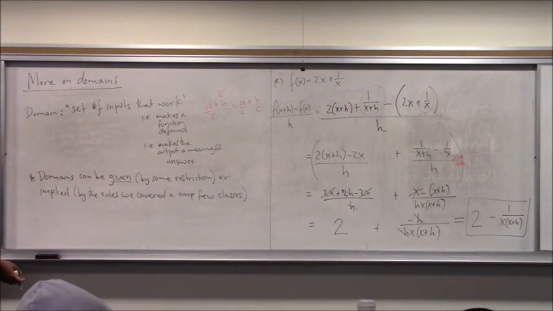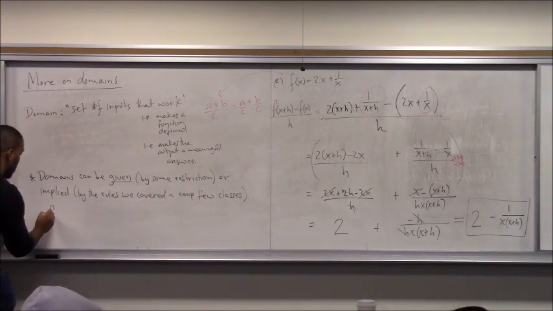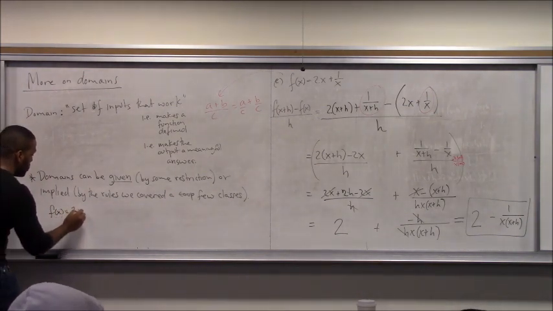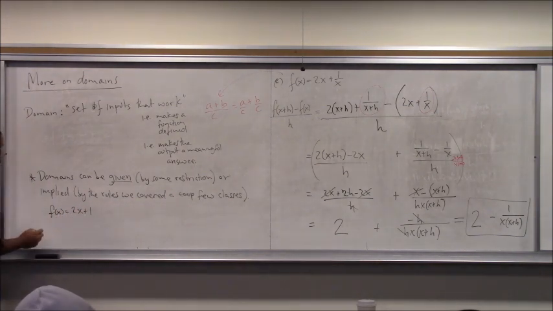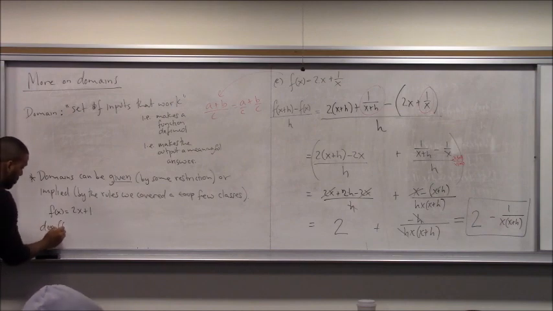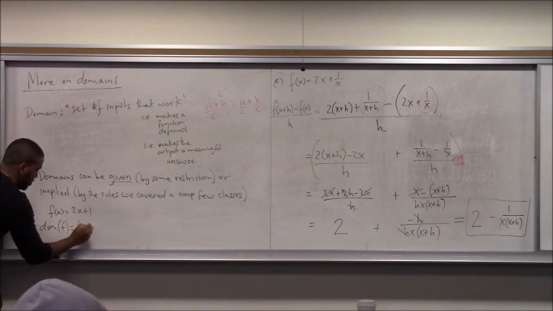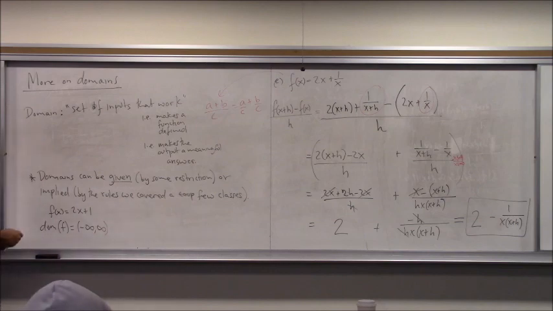but sometimes you're given a restriction. So if you're given like f is equal to 2x plus 1, this is a polynomial, you know that the domain of f is, well, all real numbers, you can plug anything in there. This guy will be called the implied domain.